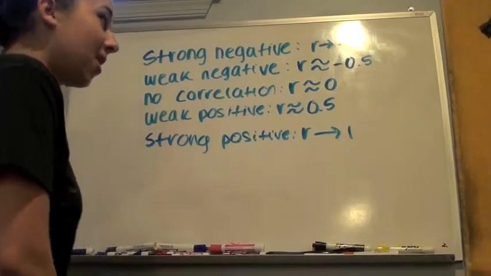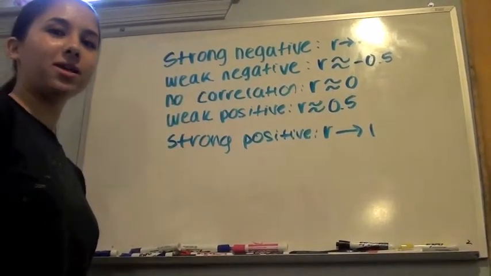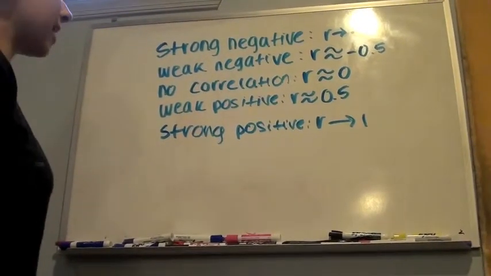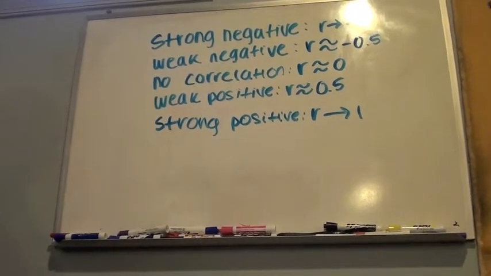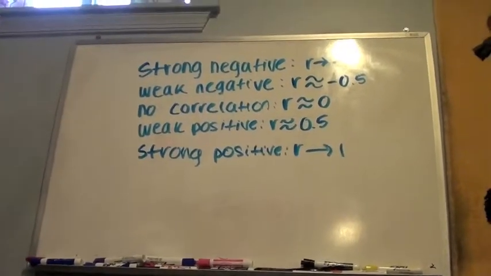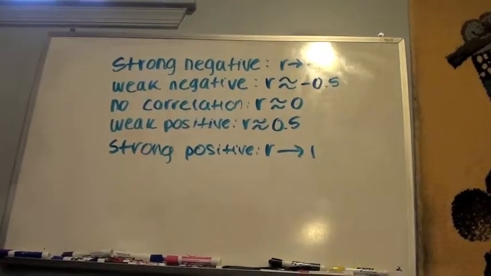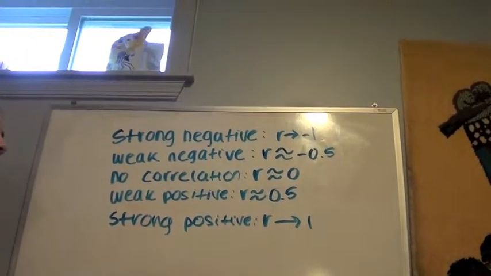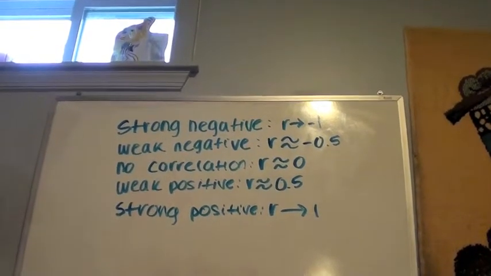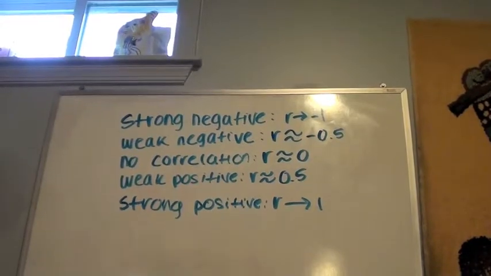That's a good question. R is going to help us find what kind of correlation this is. If R is closer to -1, it's strong negative. If it's about negative 0.5, it's going to be weak negative. If it's about 0, there's no correlation. If it's about 0.5, then it's a weak positive, and if it's closer to 1, then it's strong positive. So, since our answer was closest to -1, does that mean it's a strong negative correlation? Good job! That's the correct answer.